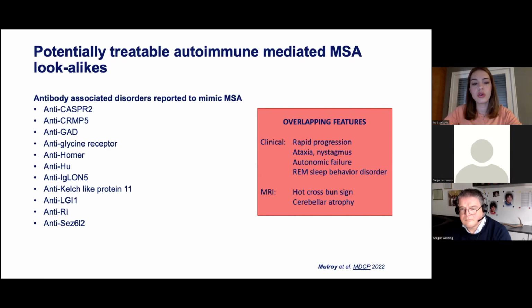The list of these disorders you can see on the left side of the slide, and the reason why they are sometimes mistaken for MSA is overlapping features between disorders, and these are most commonly rapid progression, ataxia and nystagmus, autonomic failure, and REM sleep behavior disorder. And also on MRI, these disorders may have hot cross bun sign and cerebellar atrophy, similarly to patients with MSA.